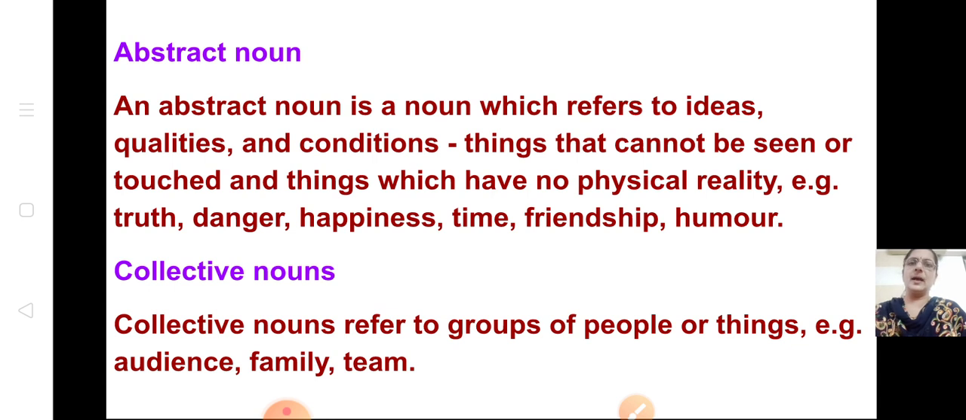Now, what is an abstract noun? It is a noun that refers to ideas, qualities and conditions, things that cannot be seen or touched. Okay? Any quality like friendship, happiness, danger, humor, that is a quality which cannot be touched. All those qualities come under abstract noun. And collective noun, it's a group of people or things. Family, audience, team, bunch, all these are collective nouns.